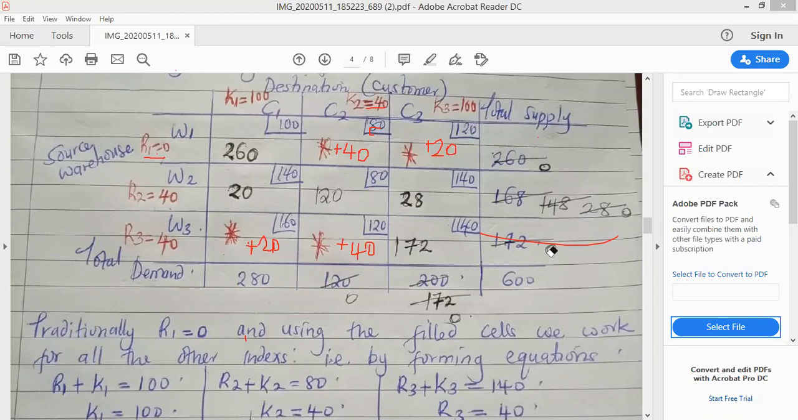Again, this was an example where the demand was equal to the supply, and so it was a balanced problem. Before you compute anything, that's the first thing you check. If it is unbalanced, you create a dummy.